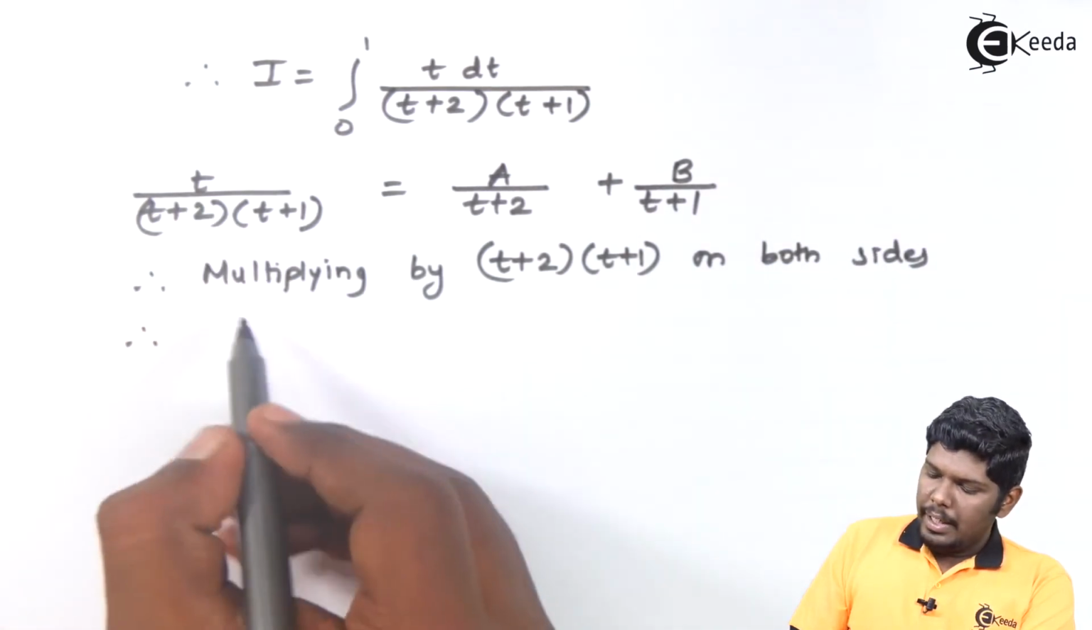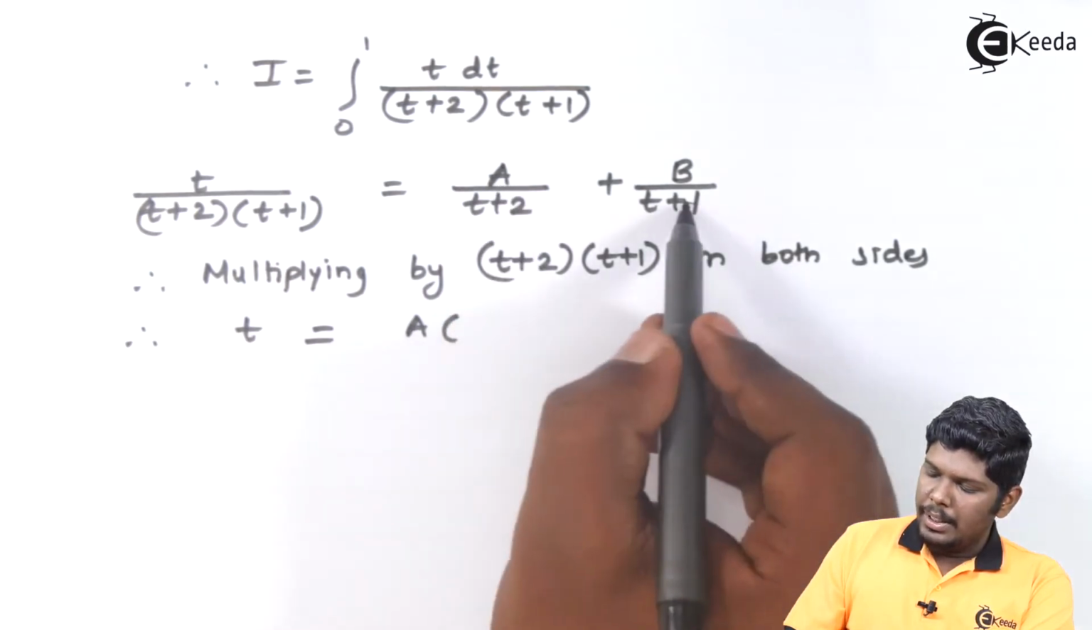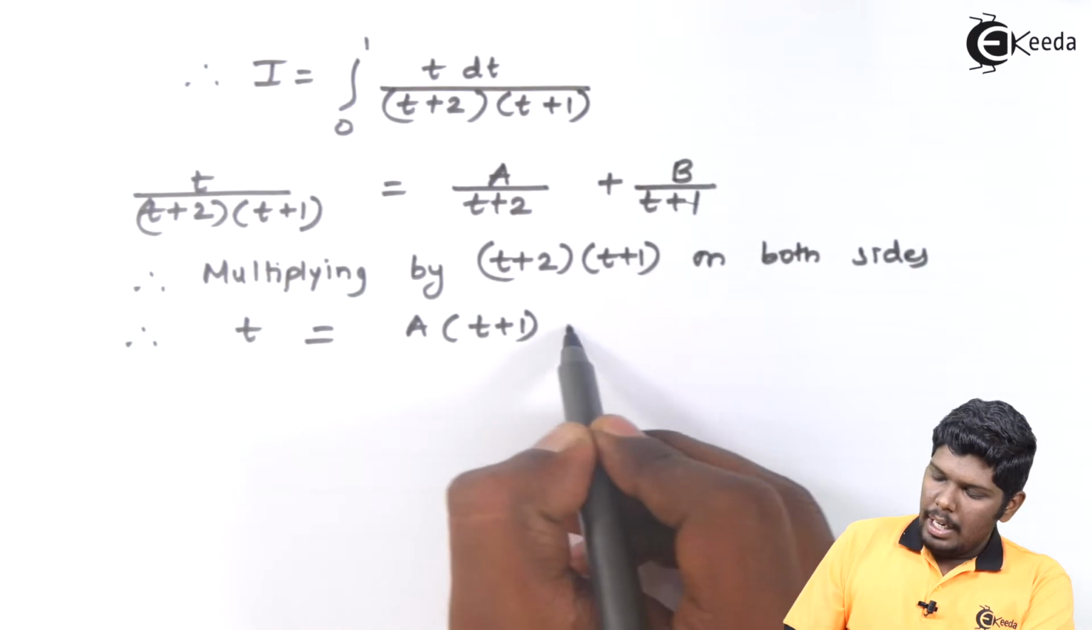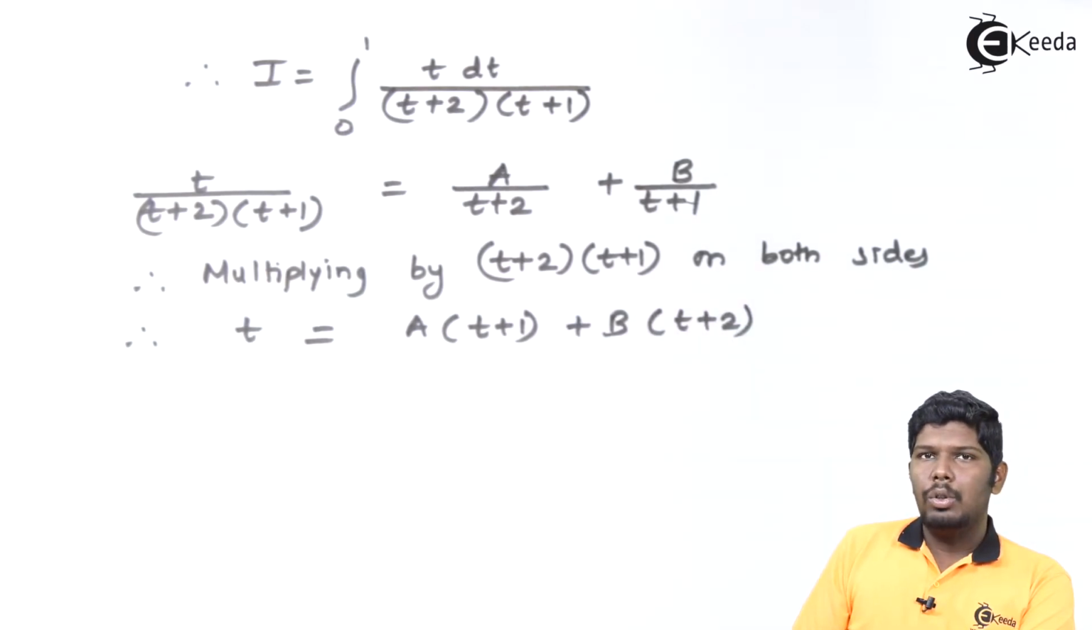Therefore, on the left hand side we have the numerator, that is t. On the right hand side, with a the missing term is t plus 1, and with b we have t plus 2. Now we know how to find the values of a and b.